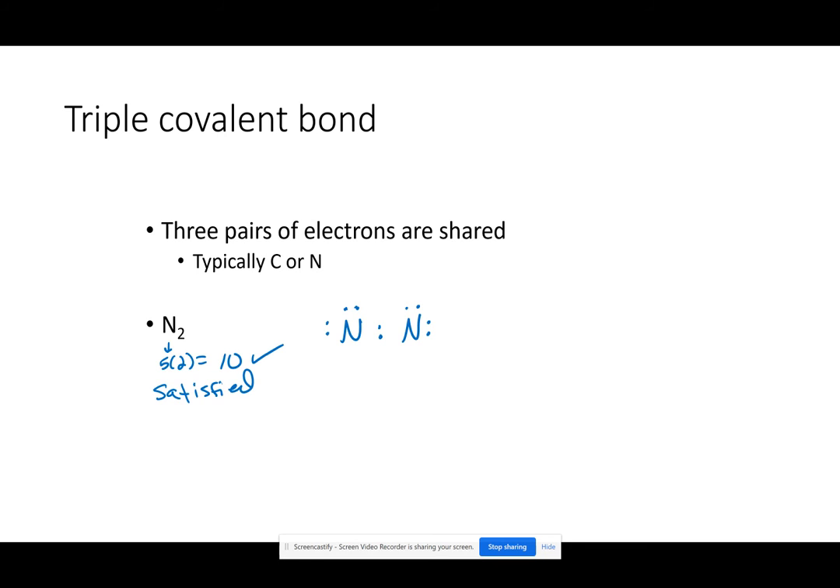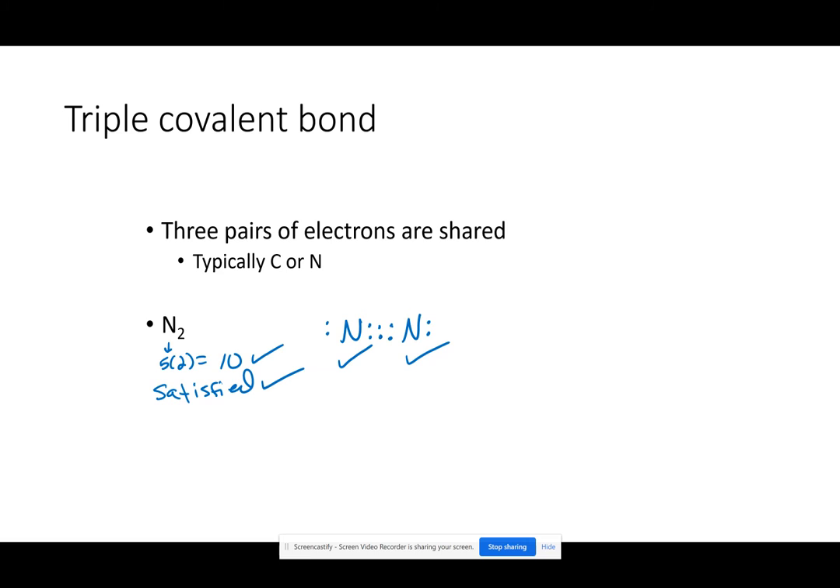So now I have to check if everything's satisfied. Looking at each of these nitrogens, neither is satisfied. They both have 6 electrons around them. So every time you're in that situation, erase a lone pair, make it a bonding pair. By doing that, the second nitrogen now has 8, but the first one still only has 6. So I'm going to erase another lone pair, and it doesn't matter which one you erase, make that a bonding pair. Now they are both satisfied.